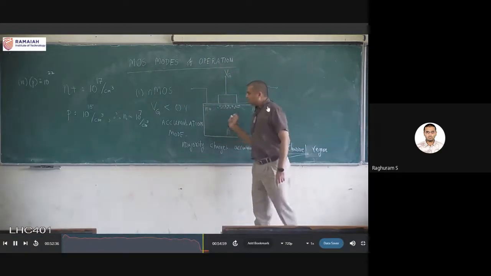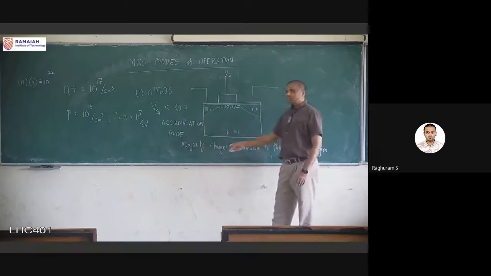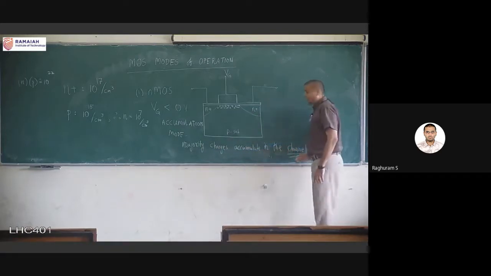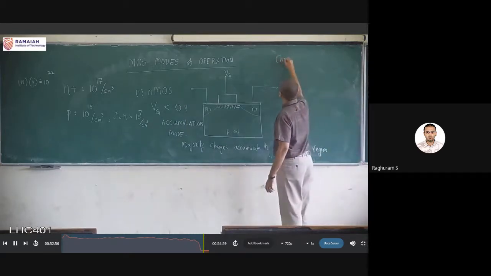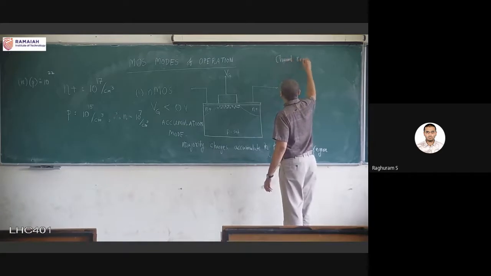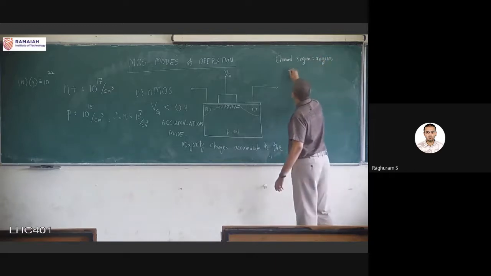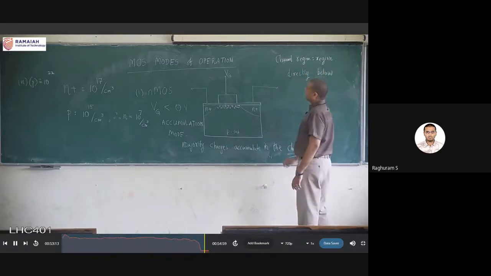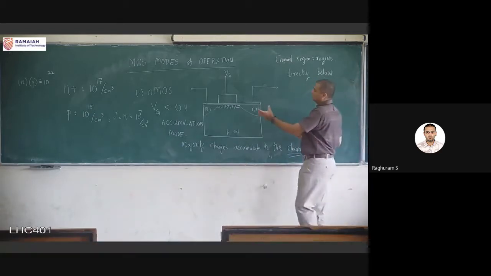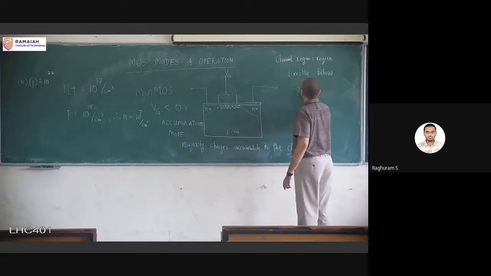So the majority charges are the holes, and this mode of operation is called accumulation mode because the majority charges accumulate in the channel. Now this is a very important term that we are defining now: channel region. What is the channel region? The region of the MOS transistor directly below the gate terminal is called the channel region.